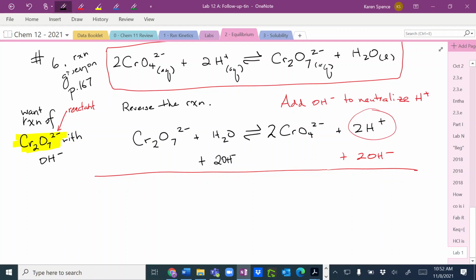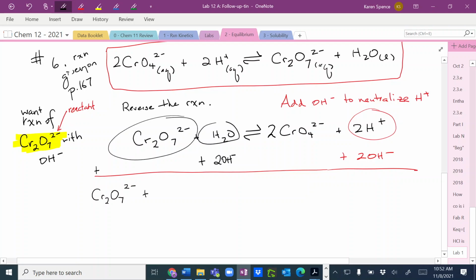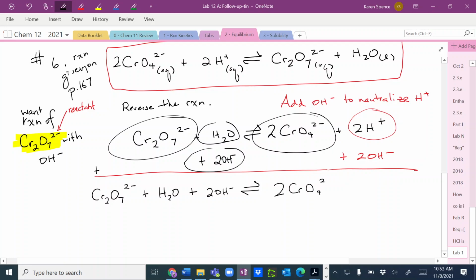Our reactants are Cr2O7 2 minus, plus H2O, plus, and our third reactant now is 2OH minus, in equilibrium with 2 CrO4 2 minus, plus. Now what do we get when we put 2 H pluses together with 2 OH minuses? We get 2 H2Os.